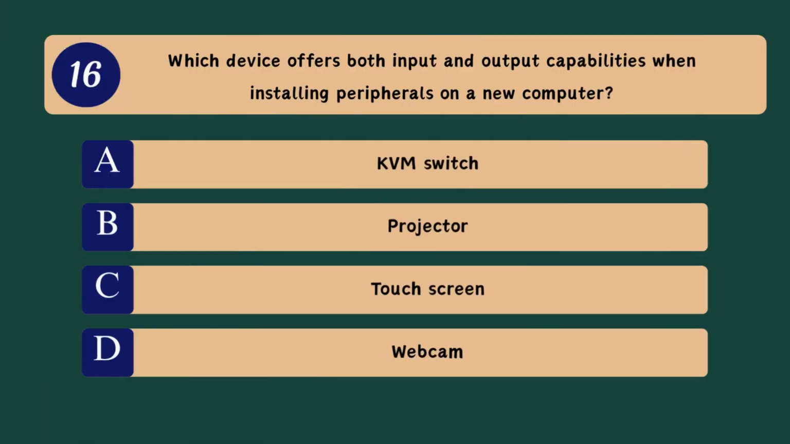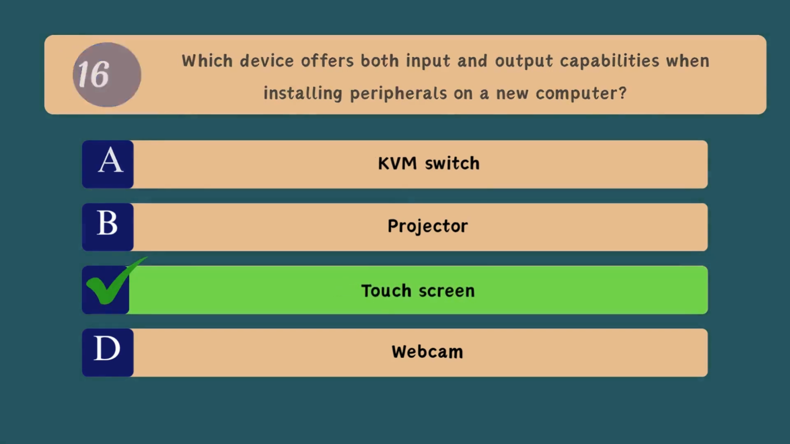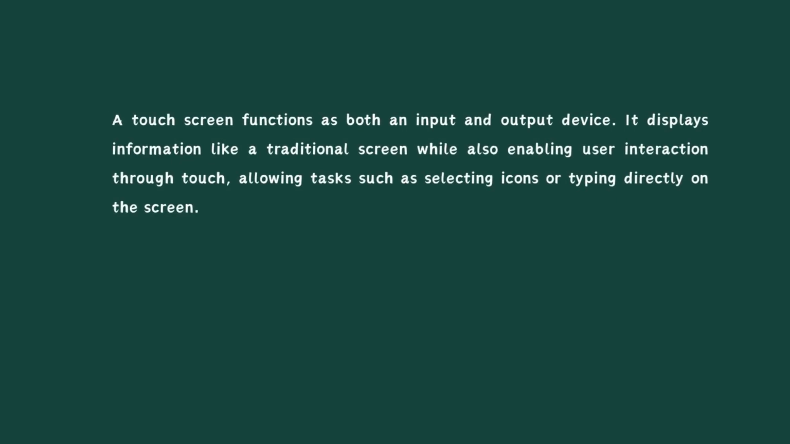Question 16. Which device offers both input and output capabilities when installing peripherals on a new computer? A. KVM switch. B. Projector. C. Touchscreen. D. Webcam. Correct answer. C. Touchscreen. A touchscreen functions as both an input and output device. It displays information like a traditional screen while also enabling user interaction through touch, allowing tasks such as selecting icons or typing directly on the screen.